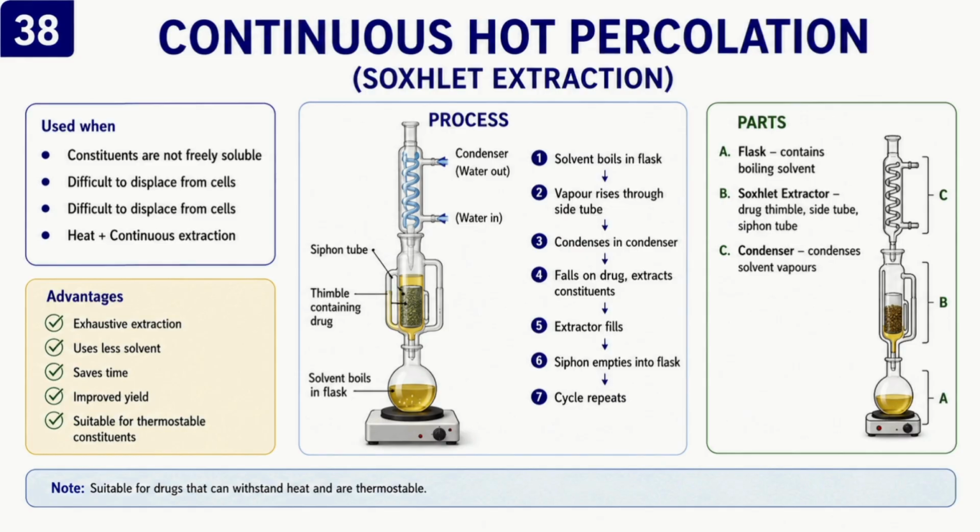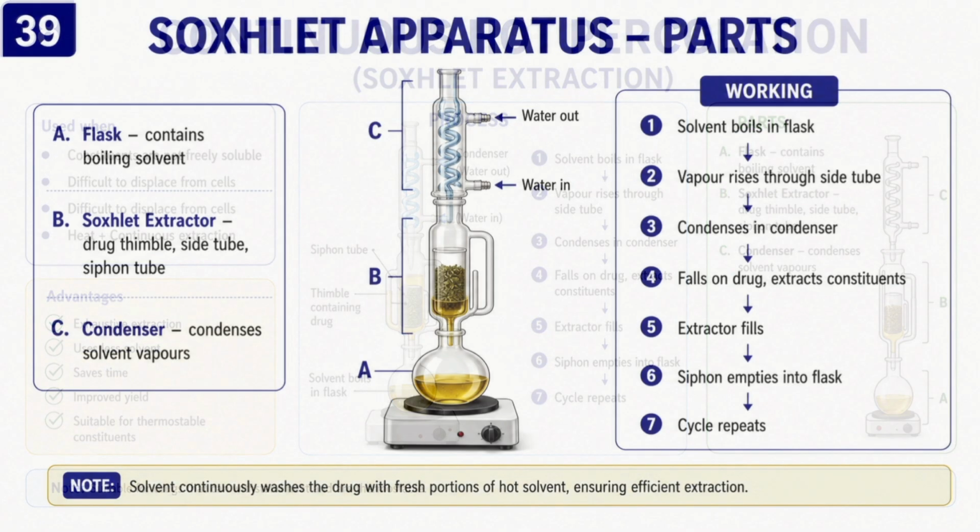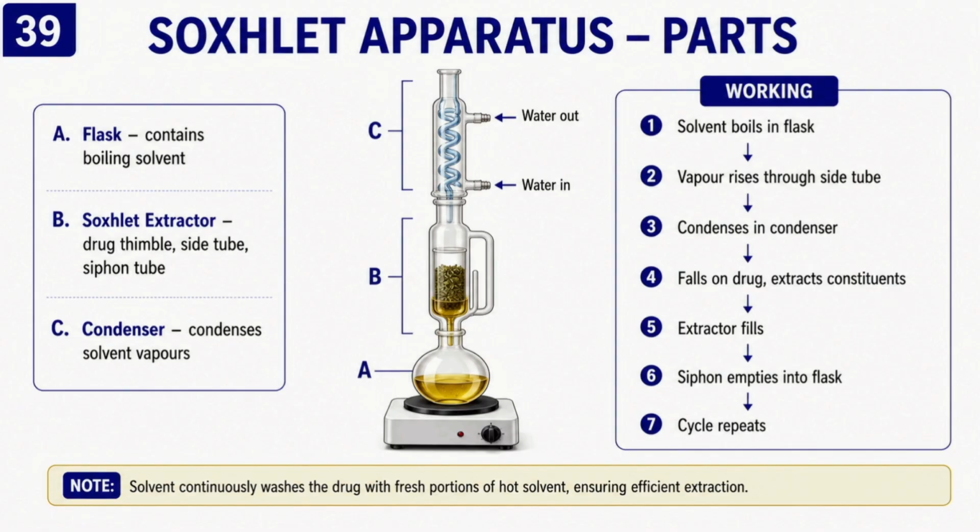Now let's look at the apparatus. Soxhlet apparatus parts. The Soxhlet apparatus has three major sections. At the bottom is the flask containing the boiling solvent. In the middle is the Soxhlet extractor. It contains the drug thimble and siphon tube. At the top is the condenser. The condenser cools solvent vapors.